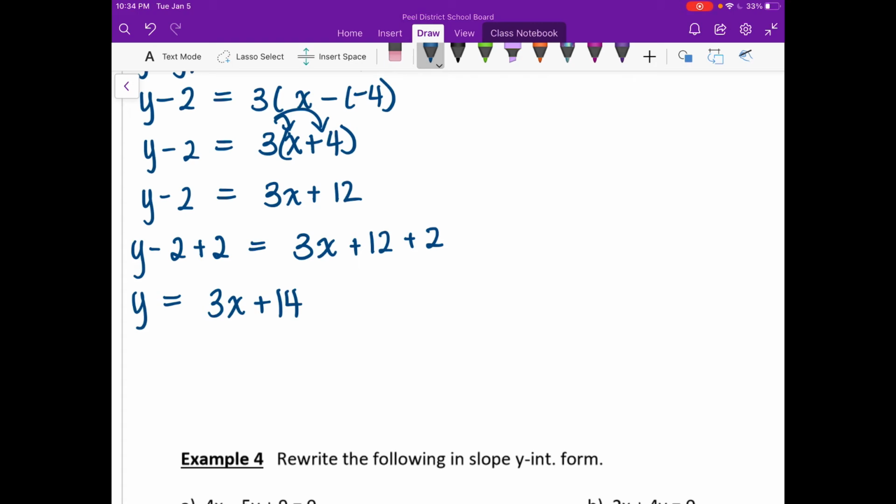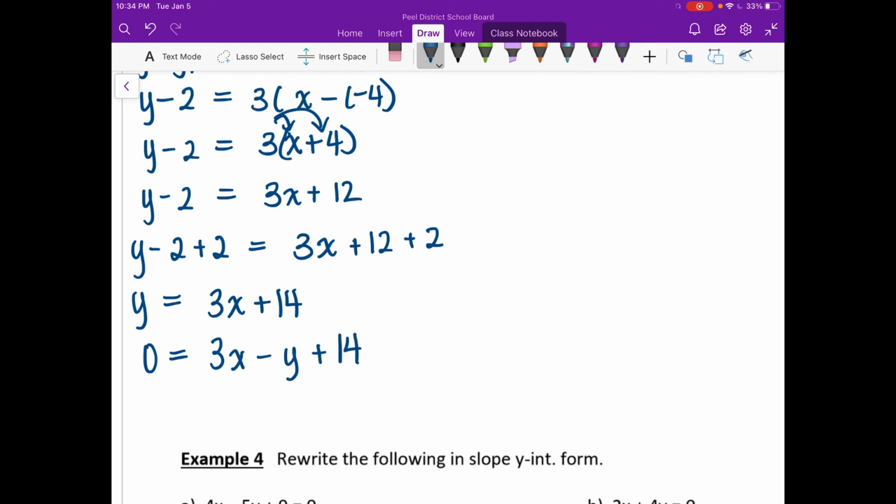What we're going to be doing is we're going to try to get the y and the x's and everybody on one side. So it's just easiest to move the y. So I'm going to move the y over to the other side by subtracting y from both sides. So I'm left with 0 because y minus y is 0. 3x minus y plus 14.